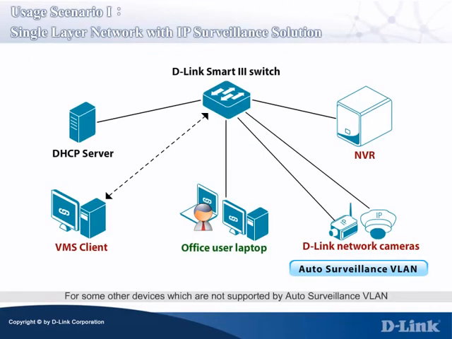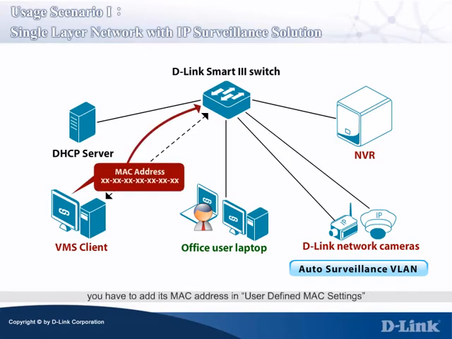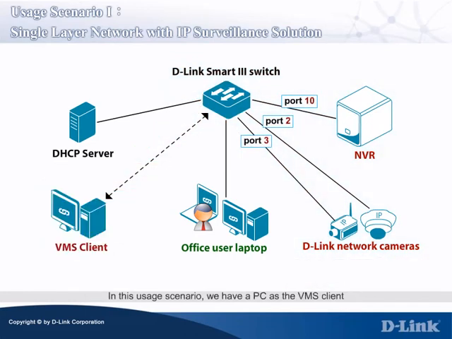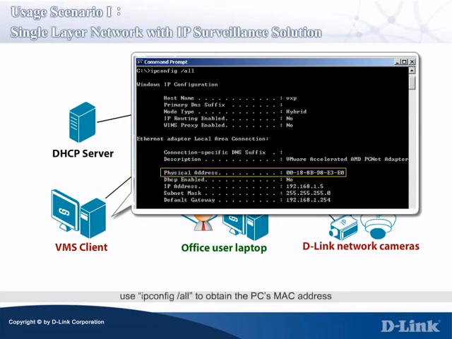For some other devices which are not supported by Auto Surveillance VLAN, such as a user laptop, other network cameras, etc., if you want to add those user-defined devices to Auto Surveillance VLAN, you have to add its MAC address in user-defined MAC settings. In this usage scenario, we have a PC as the VMS client connected to port 5 of the Smart 3 switch. In the PC command prompt window, use ipconfig/all to obtain the PC's MAC address.